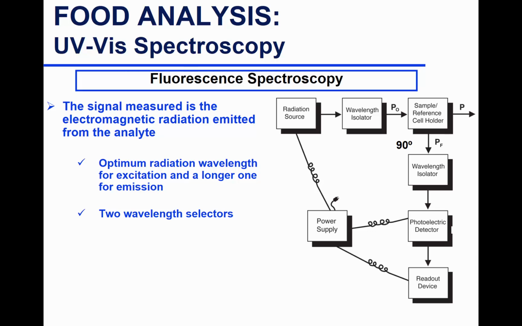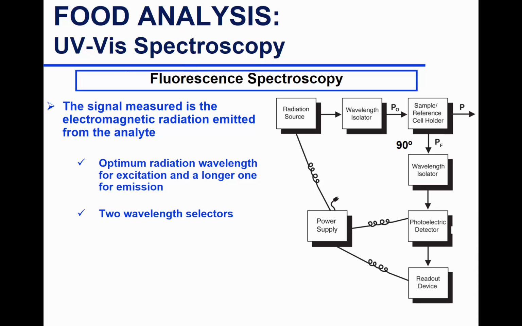So in this case, you have the radiant source or radiation source. So you have the wavelength isolator, in other words, monochromator. And then you get your incident beam that is one or a narrow range of wavelength that hits the sample. And then there is the transmitted light, which we don't care about.